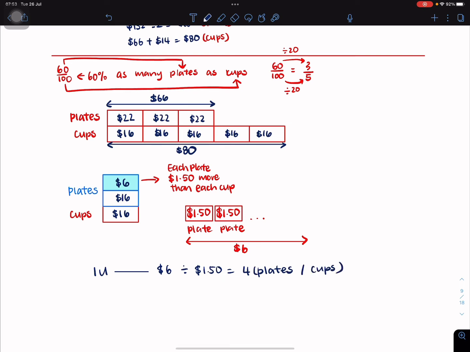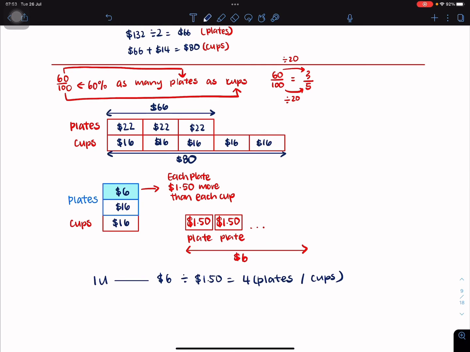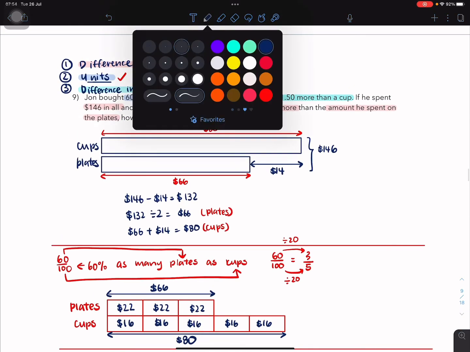Okay? Because do you remember this unit over here, right? There's 2 units. Each of this unit will represent a certain number of plates and the same number of cups. Okay? So, that means 1 unit is equivalent to 4 plates and 4 cups. So we are done with our units already. We will go to solve our question.